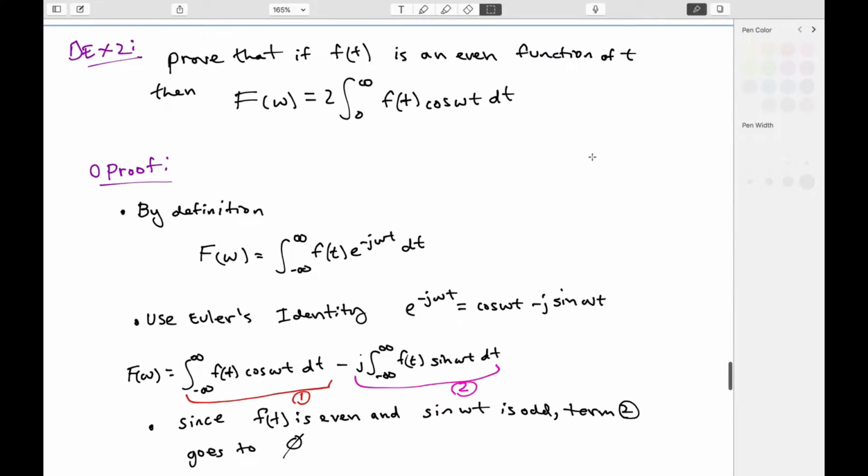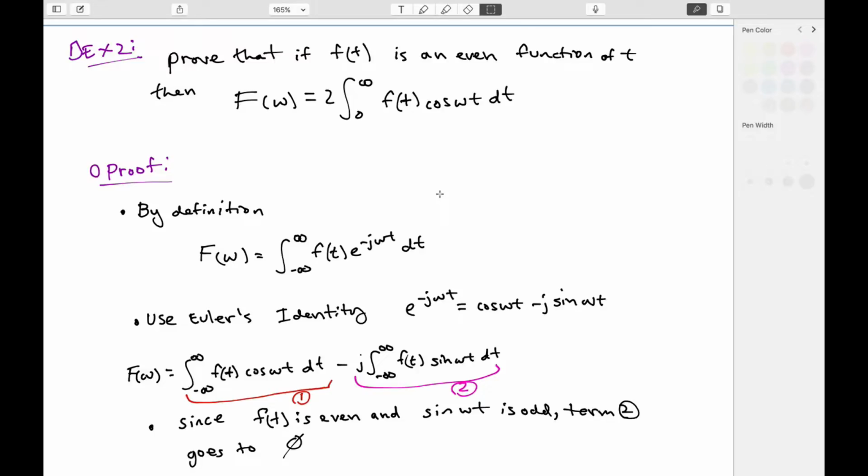All right, let's do one more example. Finally, let's prove that if f of t is an even function of t, then F of omega is equal to 2 times the integral from 0 to infinity of f of t cosine omega t dt. Now this looks maybe a little challenging. It doesn't look quite like what we're expecting.